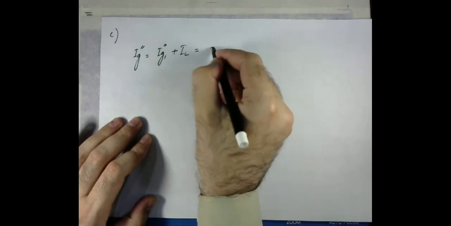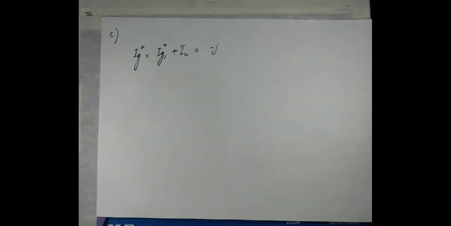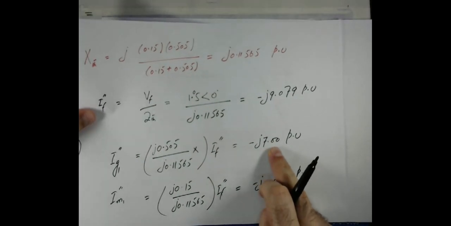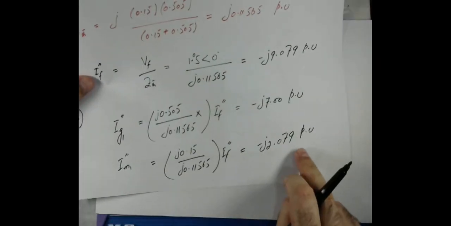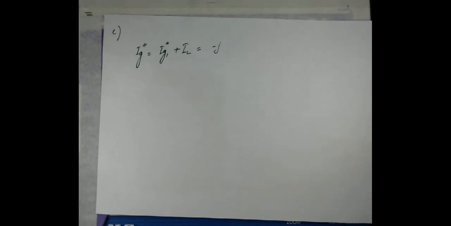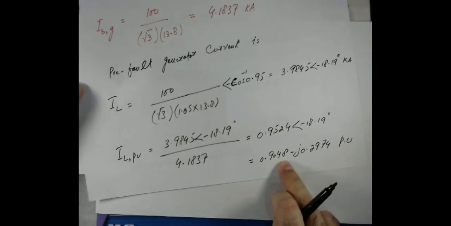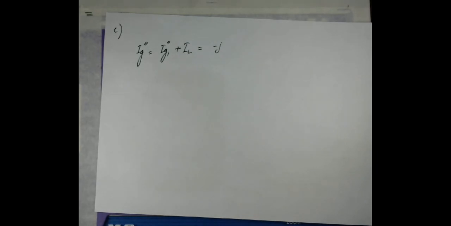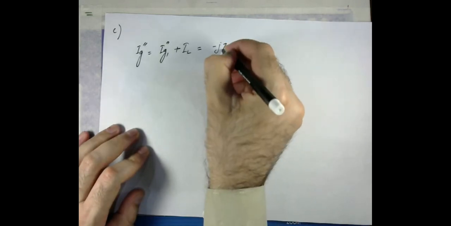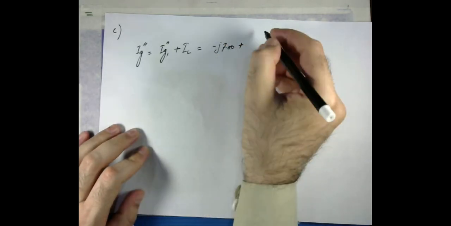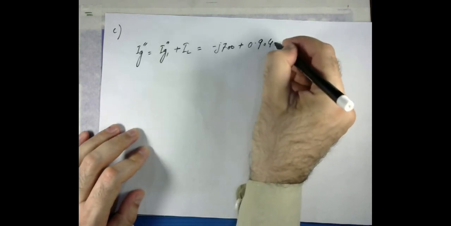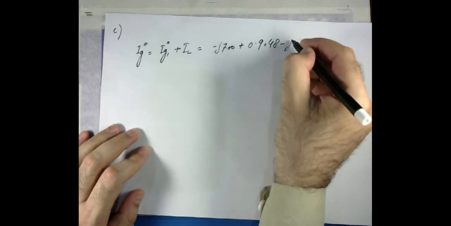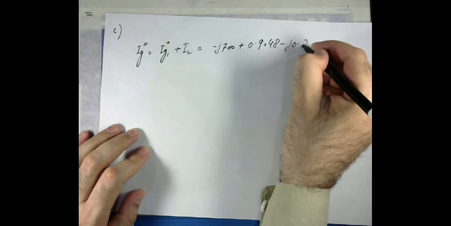So that will be minus J, as one can see here, that this current is minus J 7.00 per unit, and the other was minus J 2.079. So let me add this value to this value, because it is the load current. So let me add these two values. So the result will become minus J 7.00 plus 0.9048 minus J 0.2974.